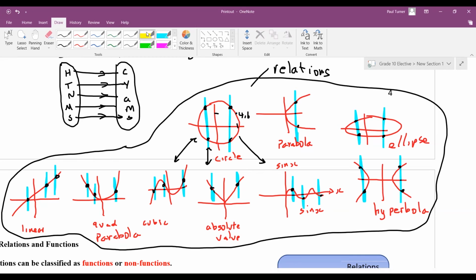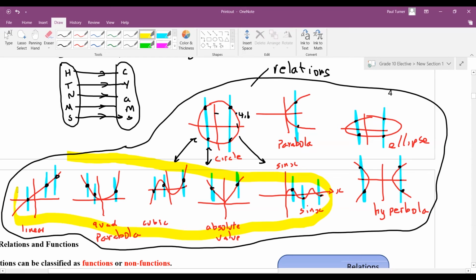Okay, so that means that the ones that intersect once, these ones here, right? The rest intersect twice. These ones are functions. So let me color that in. So all of these graphs here represent functions. The others do not. They're relations, but they're not functions. Okay, so you can see this is a subset, right? So your functions are actually a subset of all relations. So let me clear that out.